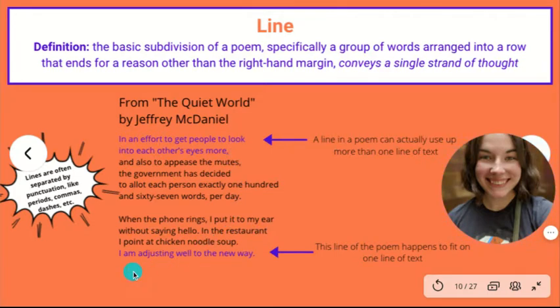This is an example of a line of poetry that is one line of text, right? It's a whole strand of thought. I am adjusting well to the new way. It just happens to fit on one line of text, but it doesn't have to. And lines are often separated by punctuation like periods, commas, dashes, etc. So this first example of a poetic line is an example of that. It ends with a comma.